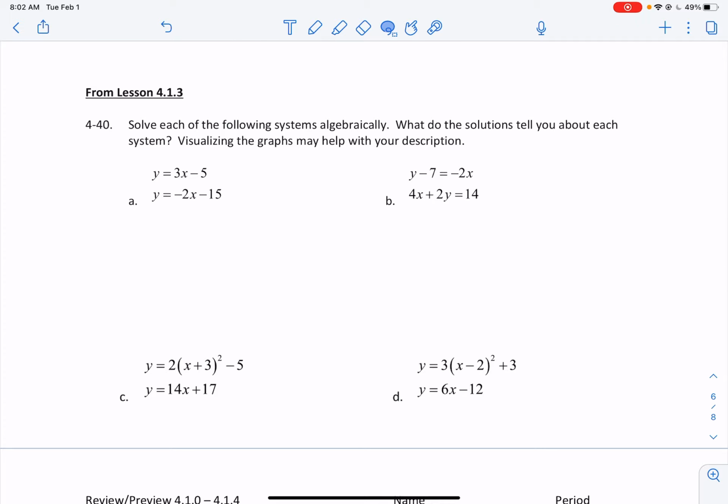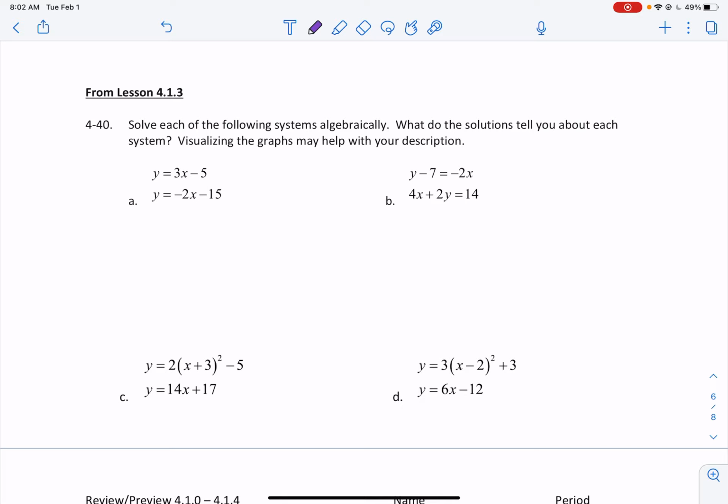Hello, this is the video from the review preview lesson 4.1.3. Solve each of the following systems algebraically. What do the solutions tell you about each system? Visualizing the graphs may help you with your description. So let's use the substitution method for part A.